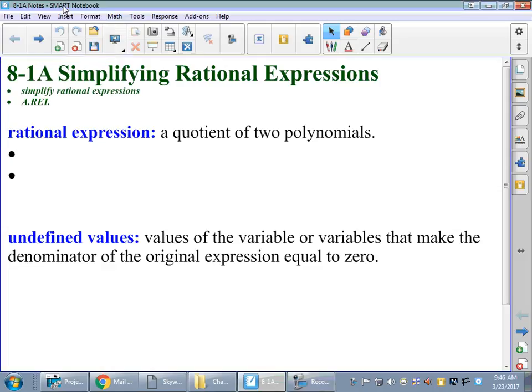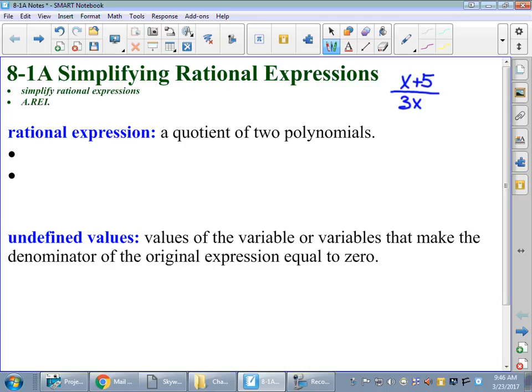These are your 8-1A notes, simplifying rational expressions. This is our introduction to the rational functions chapter. A rational expression is a quotient, so it's a fraction of two polynomials. If you remember number sets, a rational number is a fraction in simplest terms. So we're going to have fractions that have variables as the numerators and denominators.